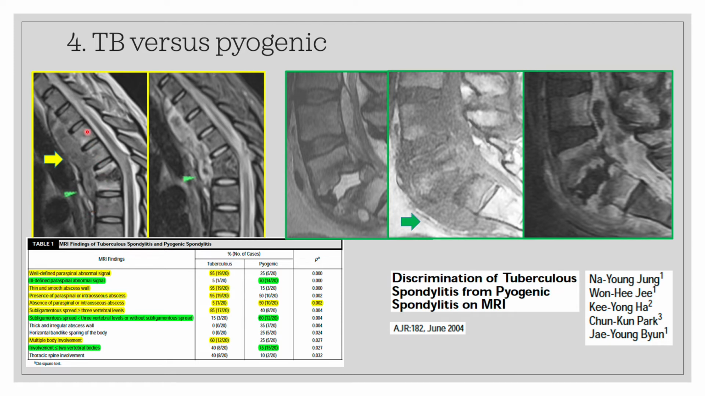If you see multiple vertebral body involvement, that tends to be TB. On the other hand, if you see one or two vertebral bodies, that's more likely to be pyogenic. If you see ill-defined soft tissue, that's more likely to be pyogenic. So this would be the common differentiators from TB versus pyogenic. Also in pyogenic, you would tend to see more disc involvement, whereas TB tends to involve the vertebral end plates more than the disc itself.